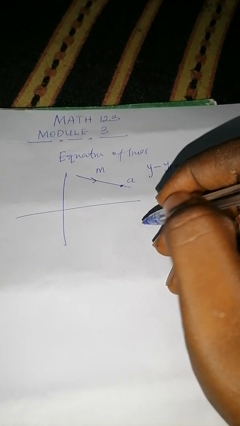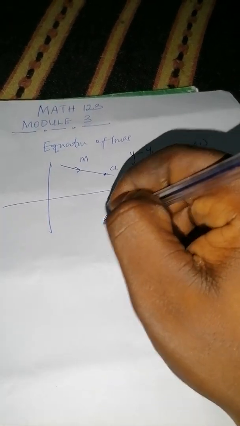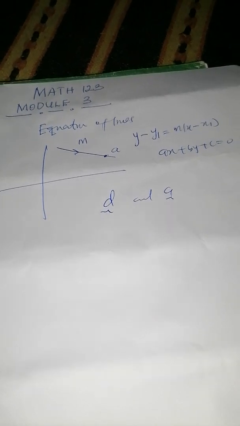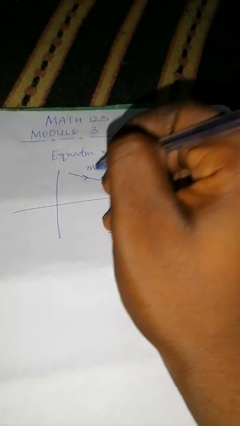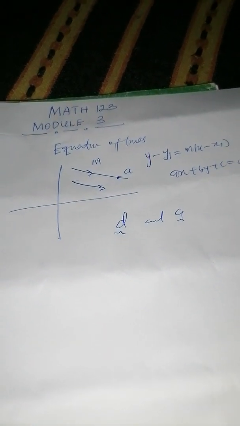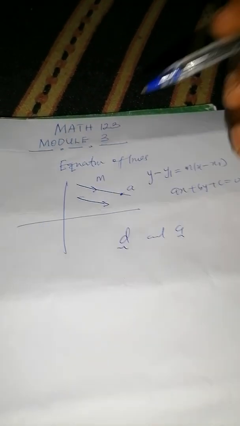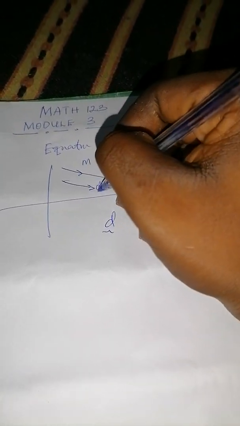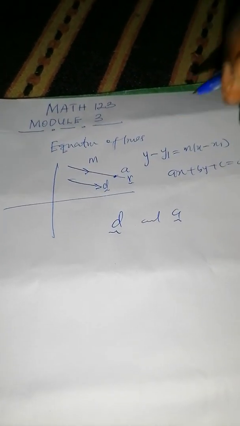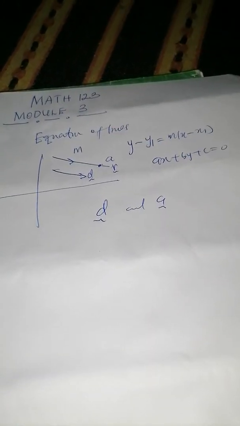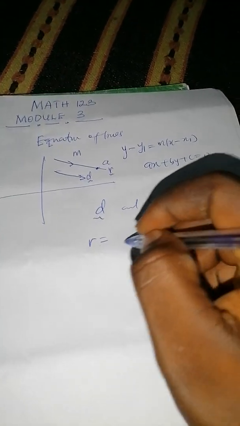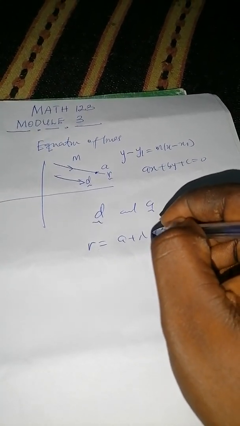So to find the vector equation, you need what? The direction vector d, and you need the position vector what? A. Now what's the direction vector? A direction vector is any vector that is parallel to your line. So if you know that the line you're looking for is parallel to some vector d, that means the vector d acts as the direction vector of the line. Okay, so the equation of a line therefore is r equals a plus lambda d.